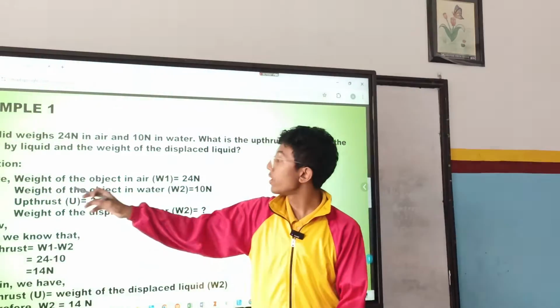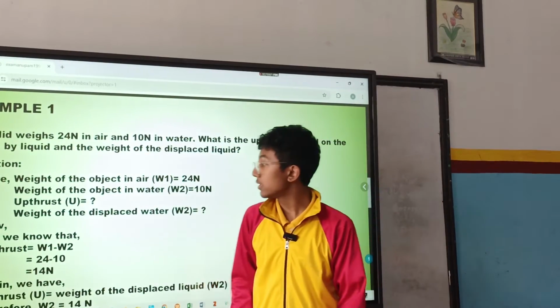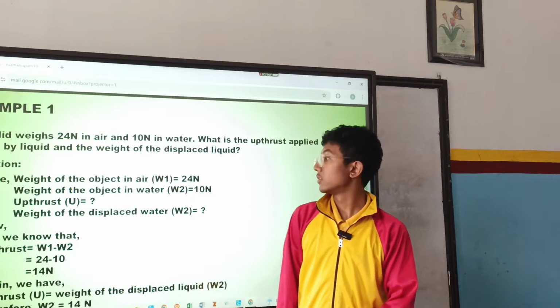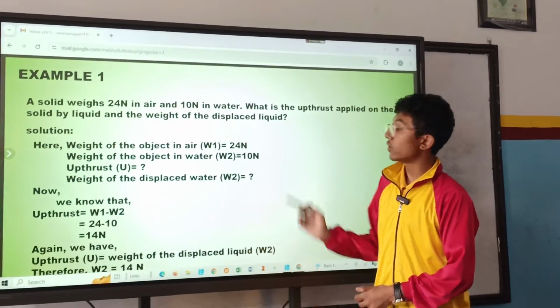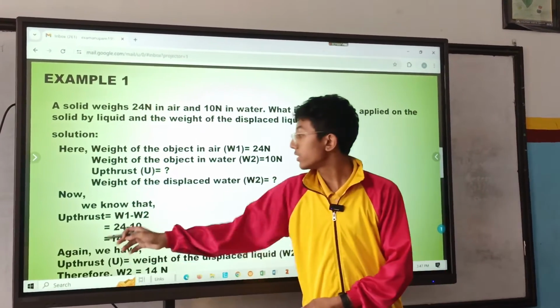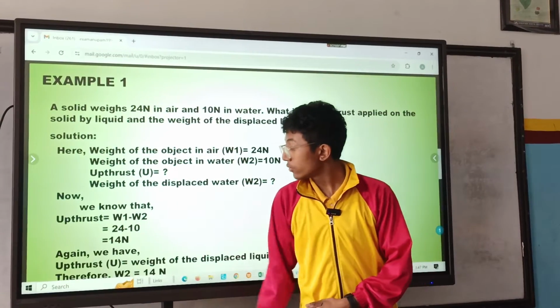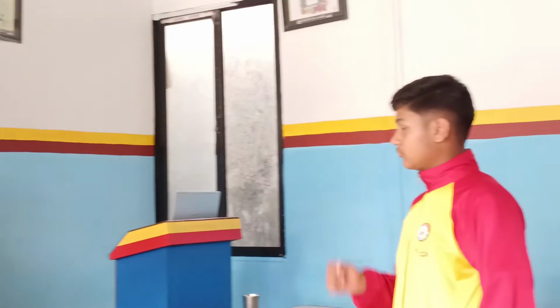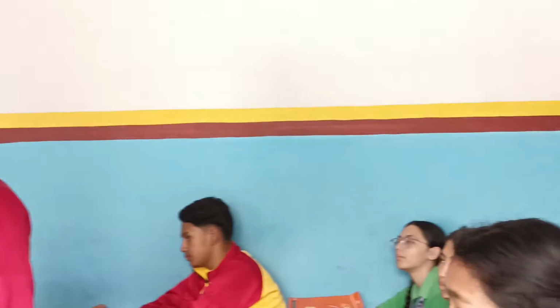Solution: the weight of the object in air is 24 Newton and the weight of the object in water is 10 Newton. So we need to find the upthrust and the weight of the displaced water. We know that upthrust equals weight 1 minus weight 2, 24 minus 10, which is 14 Newton. So the weight of the displaced liquid equals 14 Newton. Thus, upthrust on the body is 14 Newton and the weight of the displaced fluid is 14 Newton. So here is example number 2.